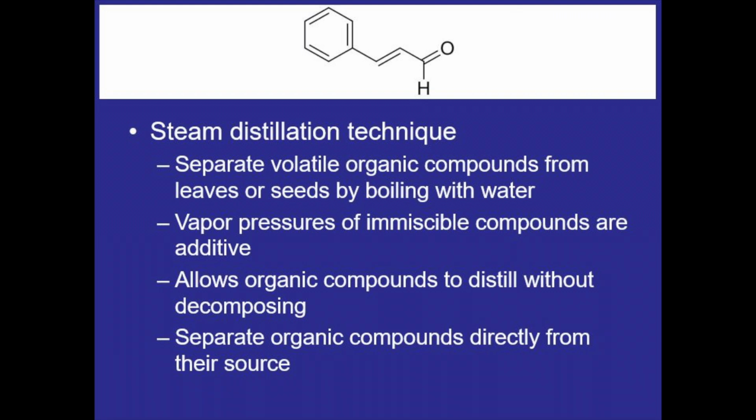Another cool aspect of steam distillation is that we can pretty easily separate organic compounds directly from their source. This is what essential oil companies do all the time. For example, limonene is an organic compound that gives the fragrance of oranges and is often used as a flavoring agent as well, but it can easily be separated from orange peels using steam distillation.